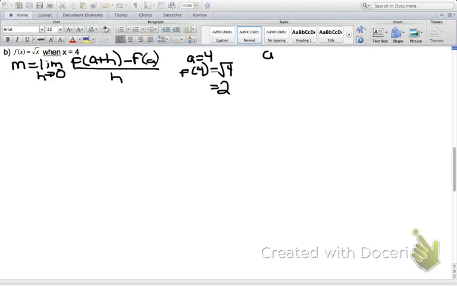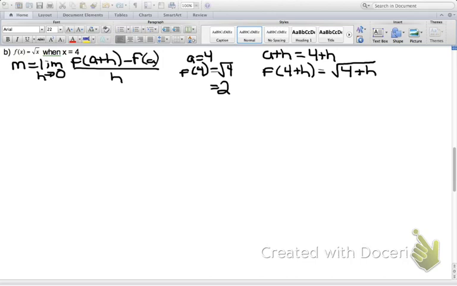Now, for A plus h, we know this will be equal to 4 plus h. When we find our f at 4 plus h by subbing in for our x value, we're left with 4 plus h all underneath the square root sign.